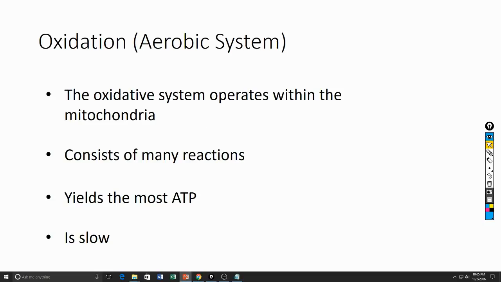Alright, so oxidation, the aerobic system. The aerobic system operates within the mitochondria. The mitochondria have a mitochondrial membrane. Remembering back, we have a membrane around the cell. Now we've got a membrane around the mitochondria. That creates a bit of a problem, because if I want to get energy out of the mitochondria, I have to get stuff into the mitochondria to be broken down. So I have to cross a membrane.